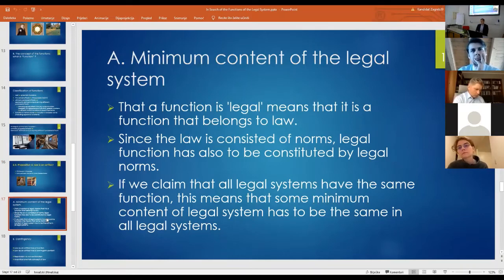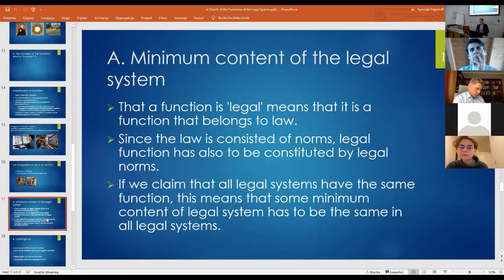When we say function of law, we mean, in my opinion, the legal function. So it means that it is a function that belongs to law. And since the law consists of norms, at least for those who conceptualize law as the legal system, it means that legal functions have to be constituted by legal norms. And if you claim that all legal systems have the same function, this means that some minimum content of the legal system has to be the same in all legal systems.